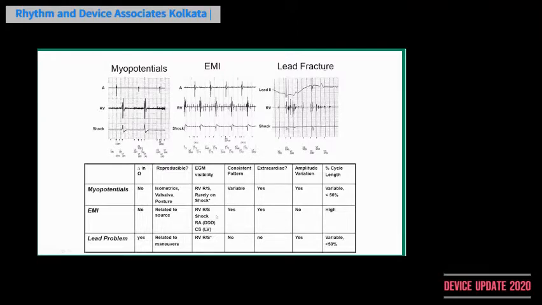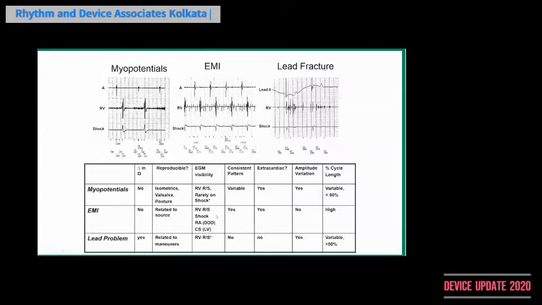It is related to the lead. For example, the first image shows a myopotential related to the RV EGM, but it is not seen in the atrial EGM and the shock EGM. On the other hand, EMI will be seen in all the leads. It can be in the shock EGM, and all the leads in the heart will show EMI. Usually that is called a typical EMI. There is something called an atypical EMI also.